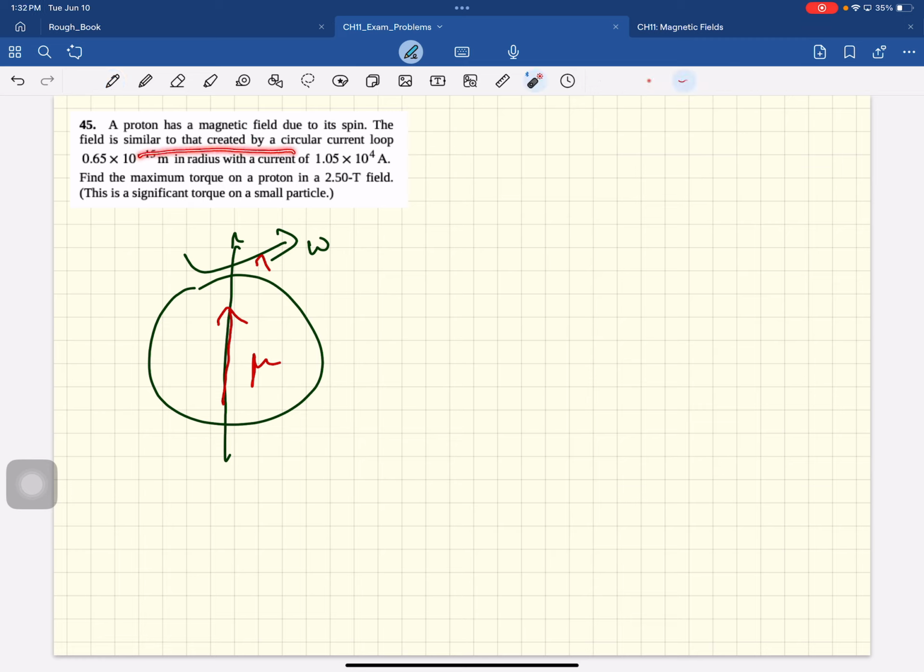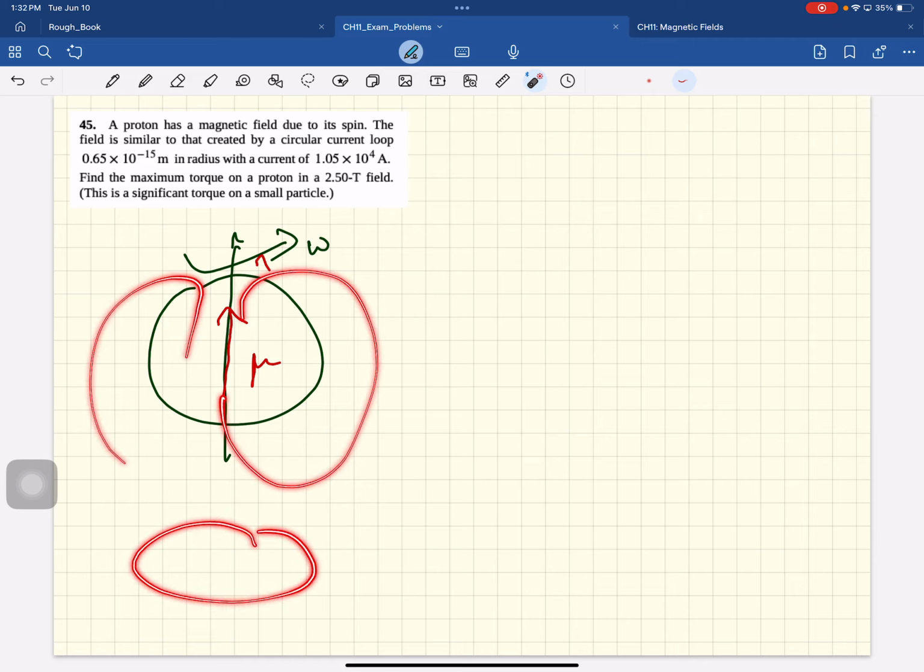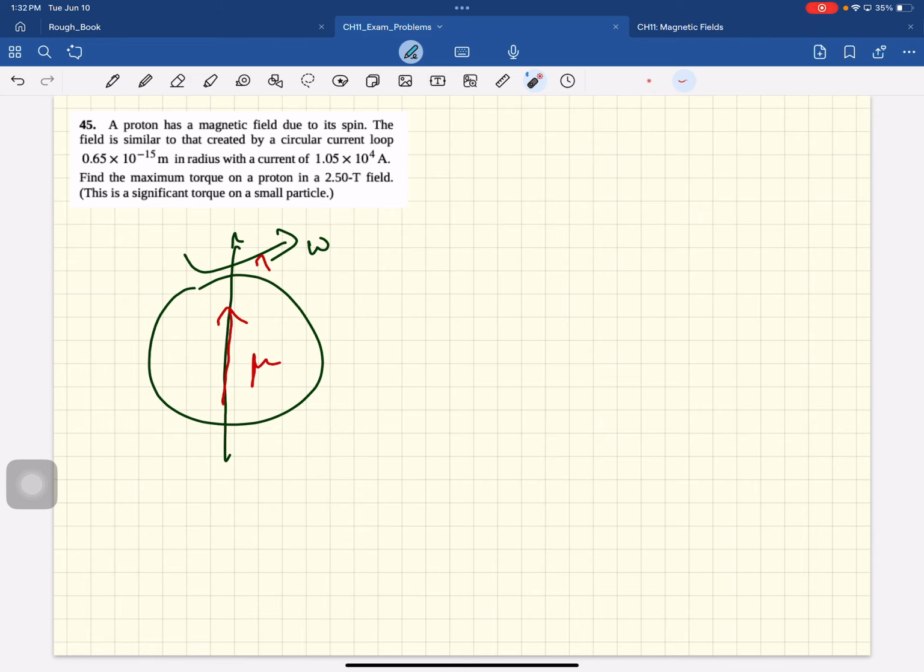The field is similar. A proton has a magnetic moment due to its spin. The field is similar to that created by a circular loop of current. So the field created by this is similar to that of a circular loop of current. Current loop, that 10 to the minus 15 meters in radius with a current of 10,000 amps. Find the maximum torque on a proton in a 2.5 Tesla field. So what would be the maximum torque on this proton in a MRI machine?